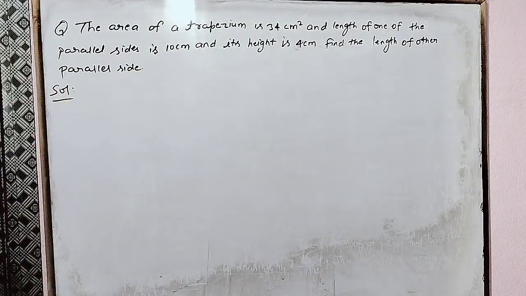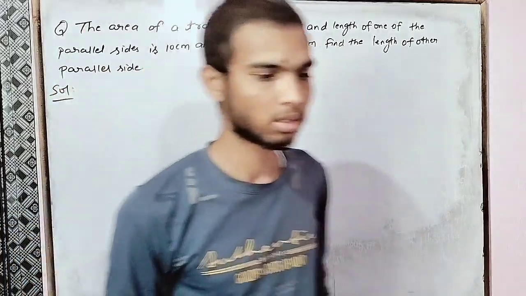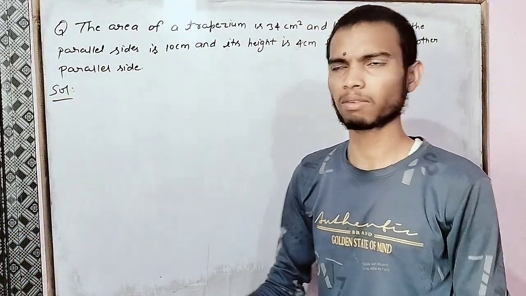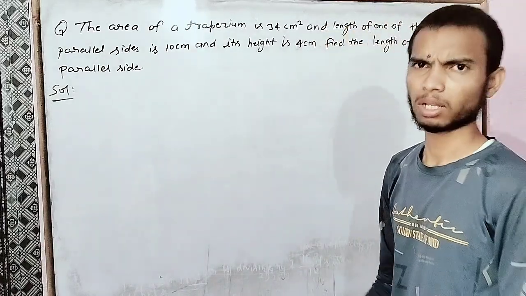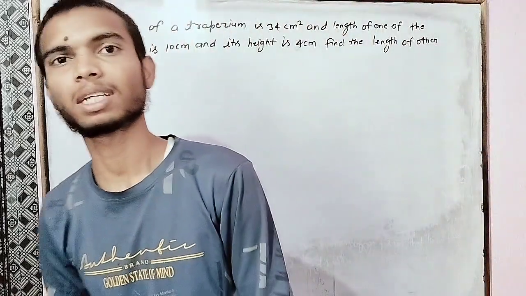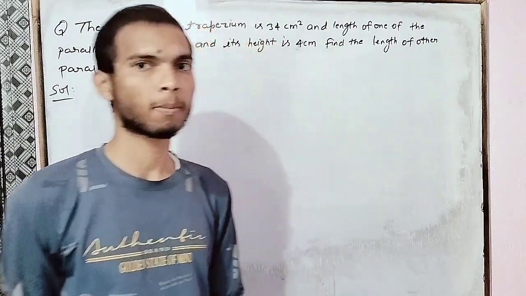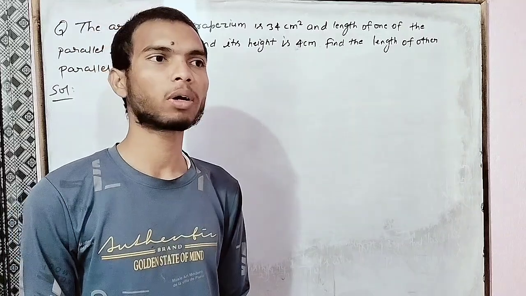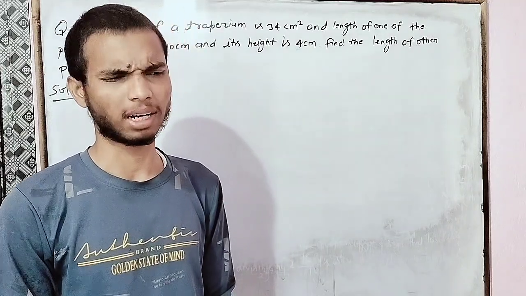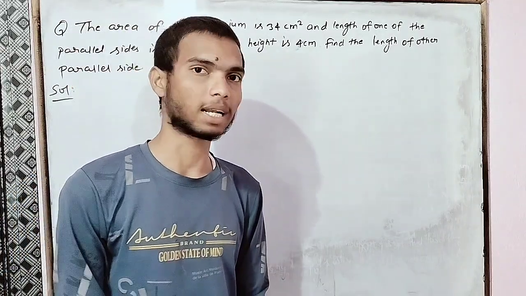This is the question. Again, it is very easy, but a little different from the previous question based on trapezium. What is different? We have been given the area of the trapezium, and we need to find the sum of parallels, or otherwise, the measurement of a parallel side.